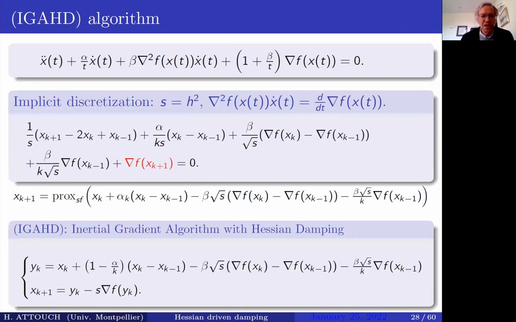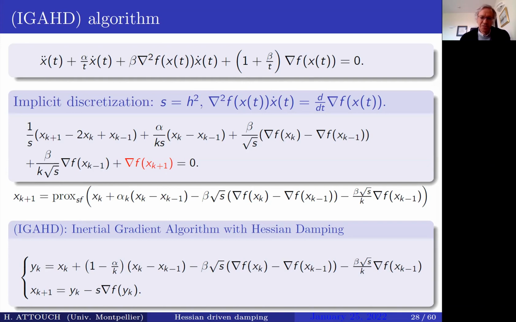So follow it in the case of this Hessian damping, explicit Hessian damping dynamic. We first do implicit discretization here. We take x k plus 1 here.